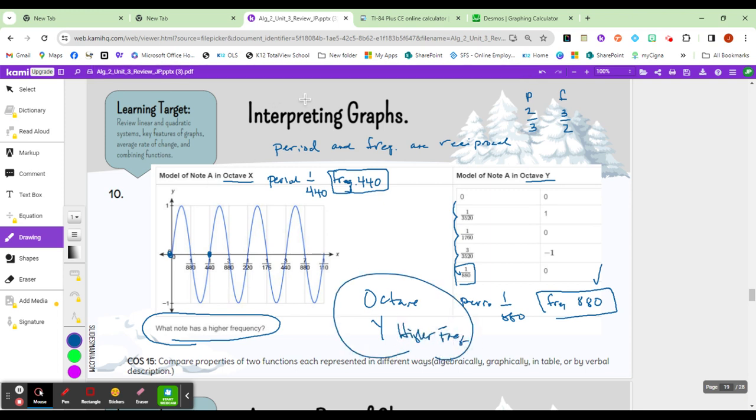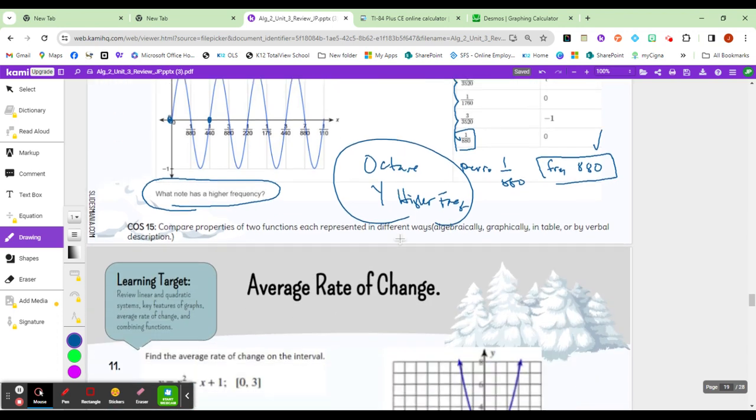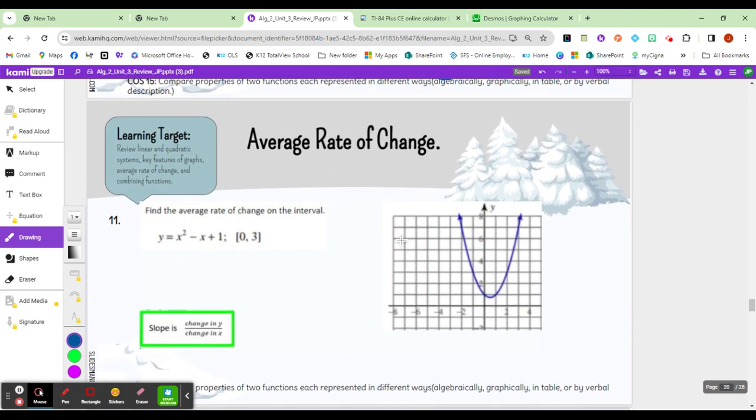So again, I don't think you'll see this on the Unit 3 test. This is actually from Unit 1. They might throw it in there, I don't know. Average rate of change. This is going to be something they ask you when you don't have a line.